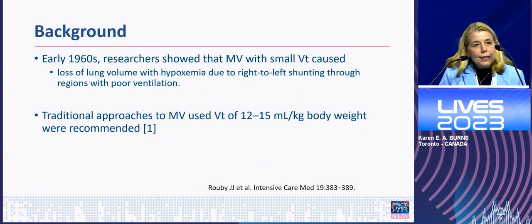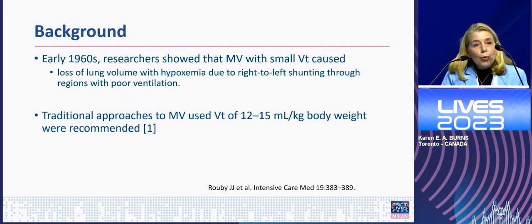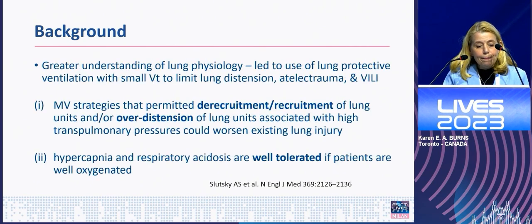Really, the story begins back in the early 1960s when researchers showed that using small tidal volumes actually caused loss of lung volume in critically ill patients with hypoxemia due to right-left shunting through regions that were poorly ventilated. And this initially led in the early 1960s to approaches to mechanical ventilation that we'll call traditional approaches that prioritize use of higher tidal volumes. So tidal volumes in the range of 12 to 15 mL per kilo of body weight, and they were recommended at that time.